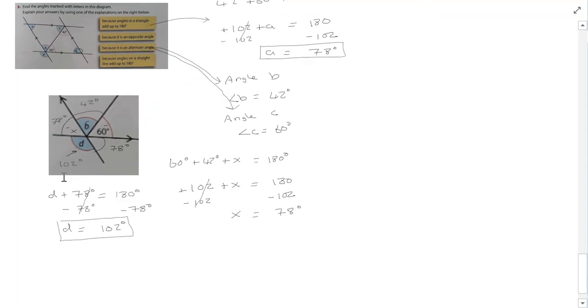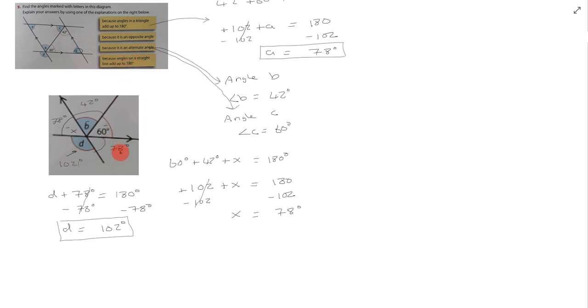Now, if we have a look, let's think about the rules that we have used here. We've used this rule here because it is an opposite angle. When we worked out this angle here, because this is an opposite angle, we were able to work out this one. The overall rule that applies here is that angles on a straight line add up to 180 degrees.